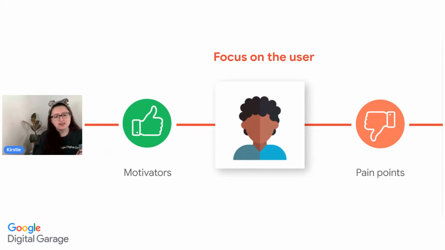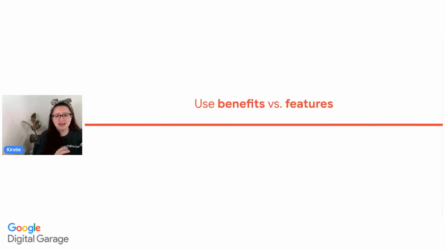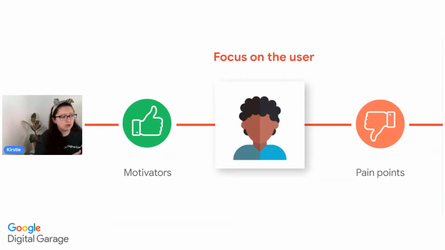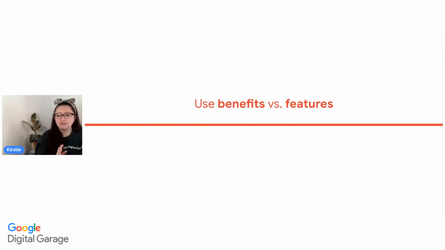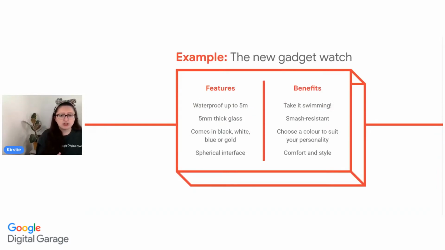The other way you can look at this is we talk about focusing on the benefits versus focusing on your business's features, which is another way of kind of looking at those motivators and pain points. So what are the benefits and what are the features of that? We've got an example of how we can do this. So we've got a product, we've got a watch here, it's a new gadget watch. On the left, we've got all the features, which of course, some people are going to want to understand the features of your product or your service, and that's great.